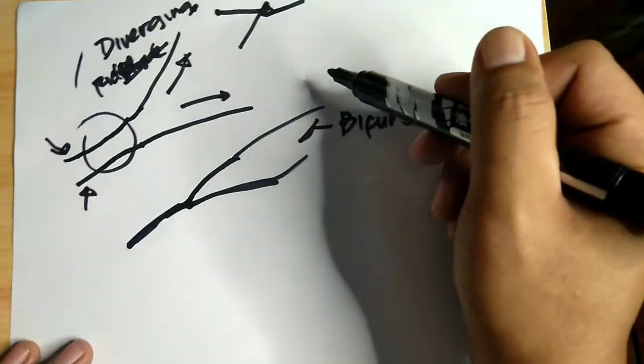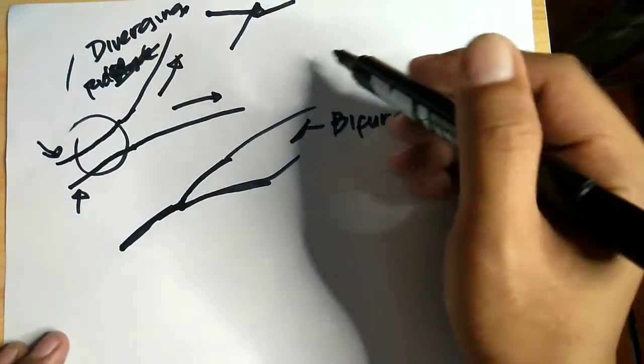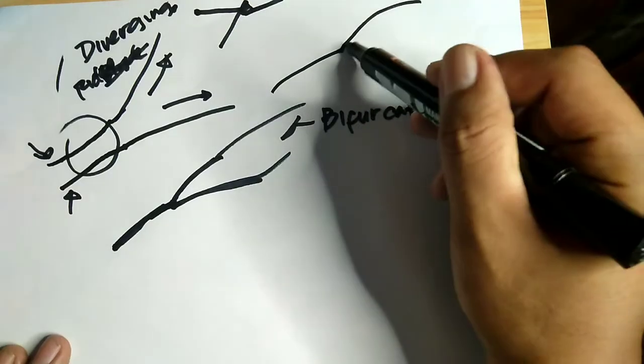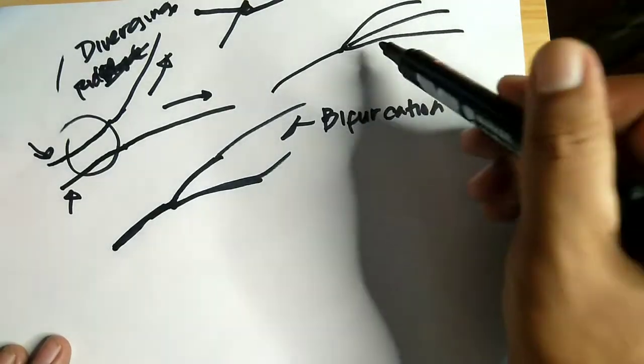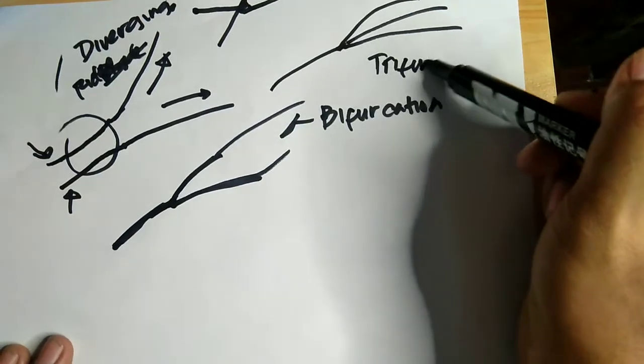We are going to illustrate trifurcation. Wala yan sa ating presentation, pero i-illustrate na rin natin. So for example, one ridge, then nag-split siya into 3 ridges. So this is a trifurcation. Okay?